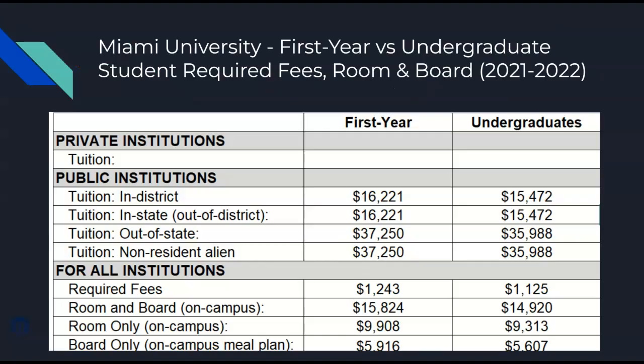So first we have Miami University's first year versus undergraduate student required fees, room, and board for the years 2021 and 2022. You can see that first year and undergraduates differ slightly, with undergraduates being a little bit cheaper in every single category. This is because Miami will lock in the price for undergraduates, but they will raise the price for incoming freshmen to keep up with inflation or other service costs that they might have.